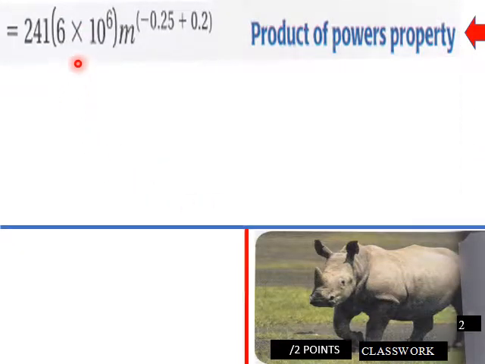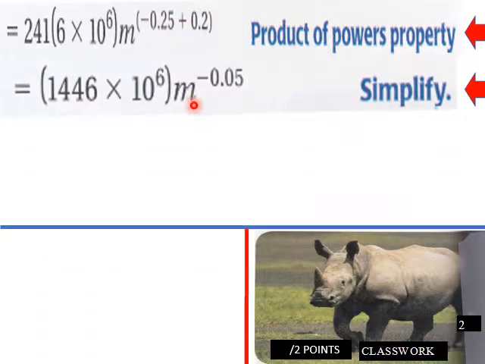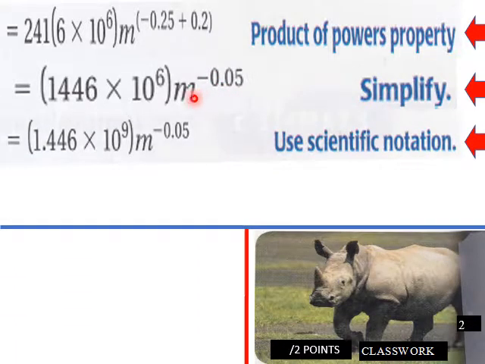So page 2, here's when we multiply together our two different functions, and then we have M here. This is a product of powers property, and then this is the 241 that was in the R of M, then 6 times 10 to the 6, and then M to this power. When we continue our multiplication, we multiply 241 times 6 times 10 to the 6. And then when we combine these two, we get M to the negative 0.05 power.